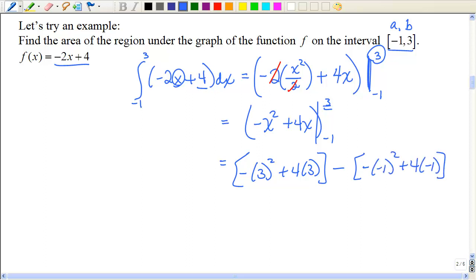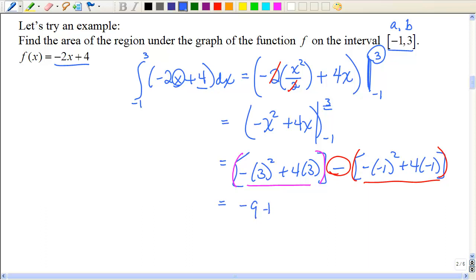And my best suggestion would be to make sure that you put the upper limit in some kind of parentheses or brackets, and the lower limit in some kind of parentheses or brackets, and you don't lose that minus sign. Right, so let's do the arithmetic.